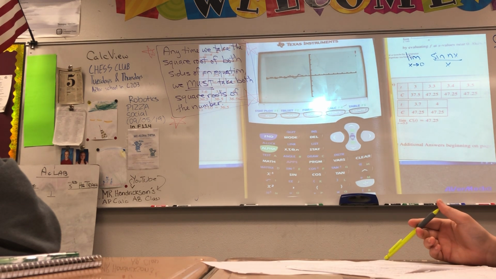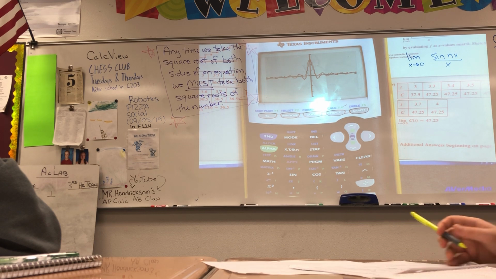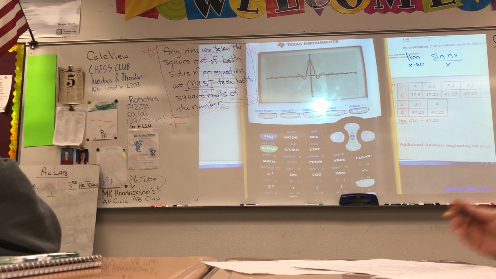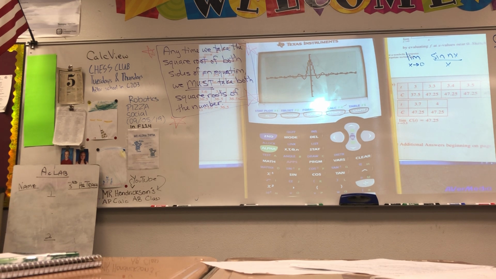So let's see. How do you feel about that? Yes. Me too. So what does it appear to be? What's the limit as x approaches 0 of the sine of nx over x? N. Yeah.